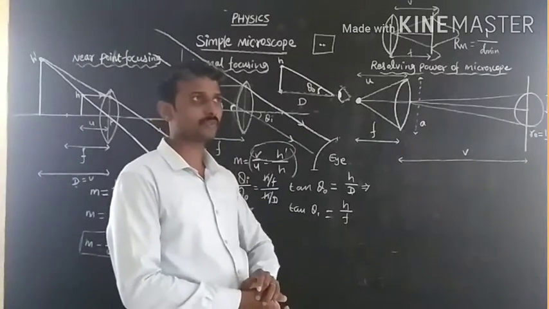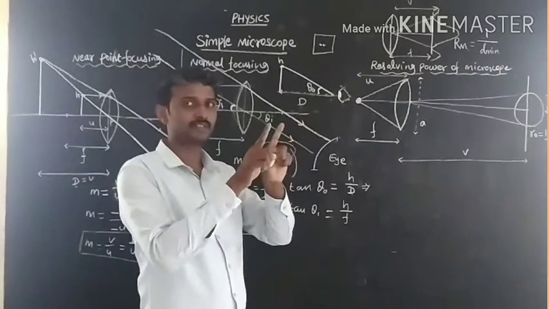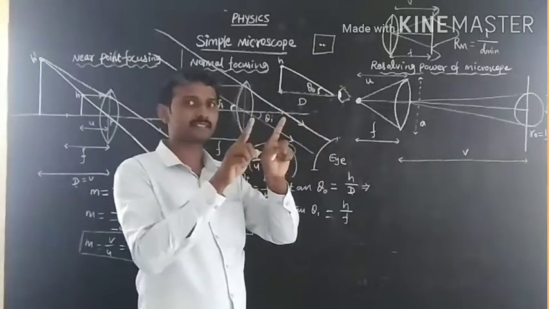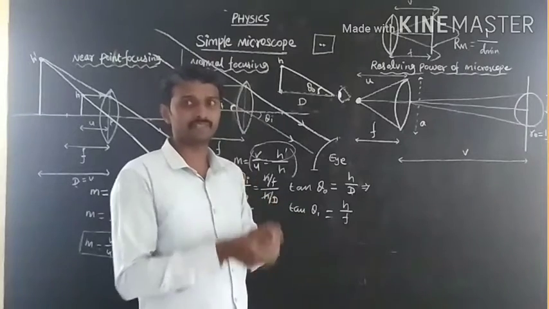So a microscope is able to resolve, meaning able to separate any two points in an object during magnification.